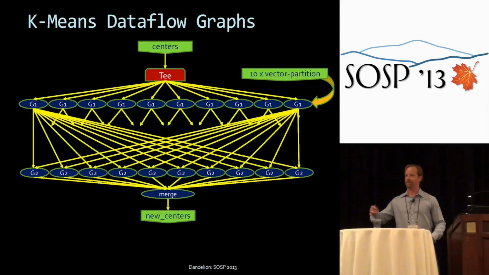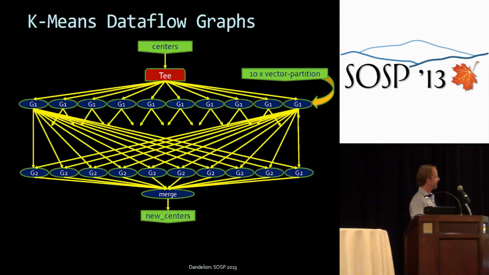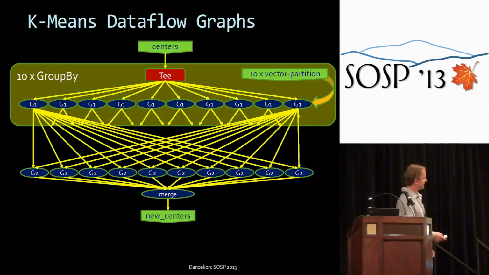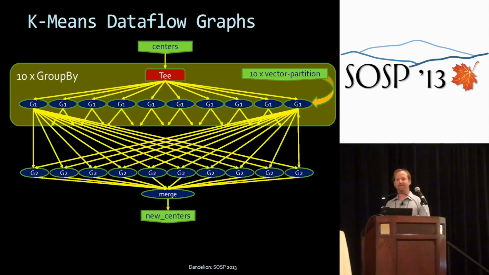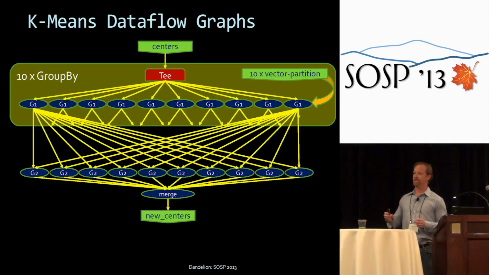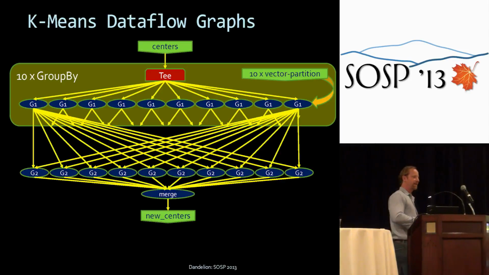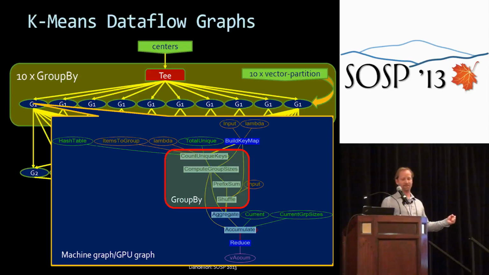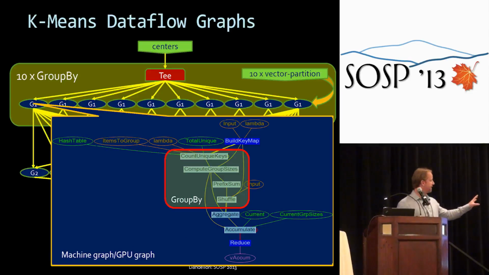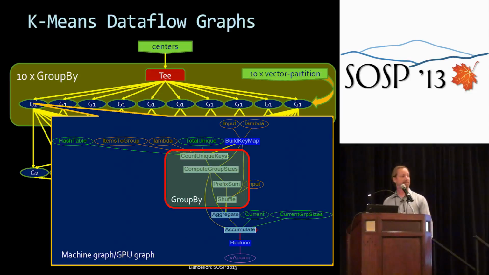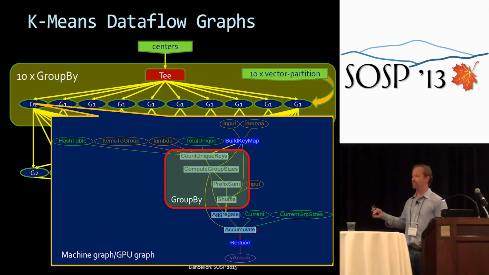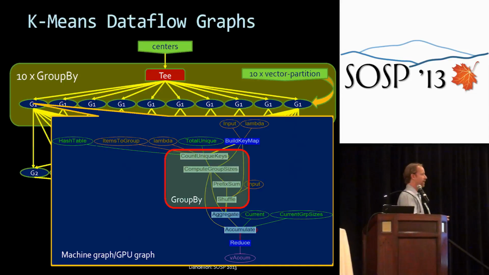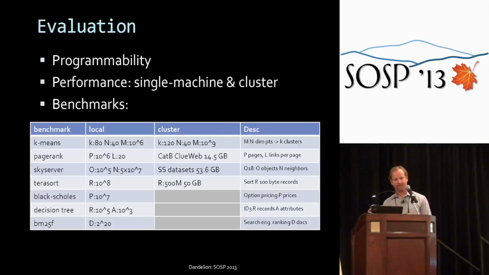So again, giving you a feel for what the final thing looks like. Here's our actual cluster scale k-means Dataflow graph, and it features across the top 10 GroupBy nodes. That's one for each of the 10 machines in our Dandelion cluster. And if we drill down into each of these nodes, what you'll see is a machine graph and a GPU graph. And I've circled in red the subset of the GPU graph that represents the GroupBy graph that I told you how we build.